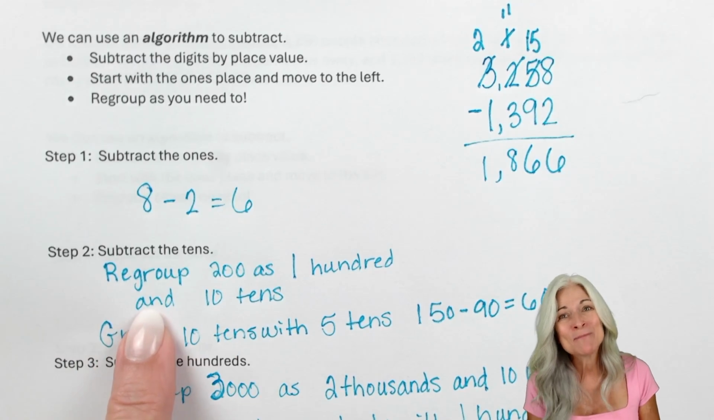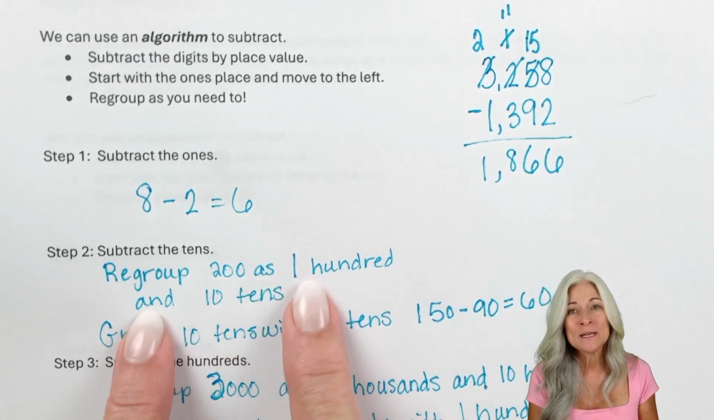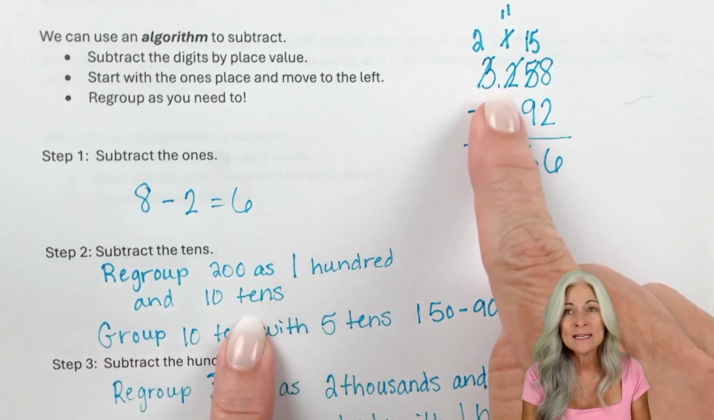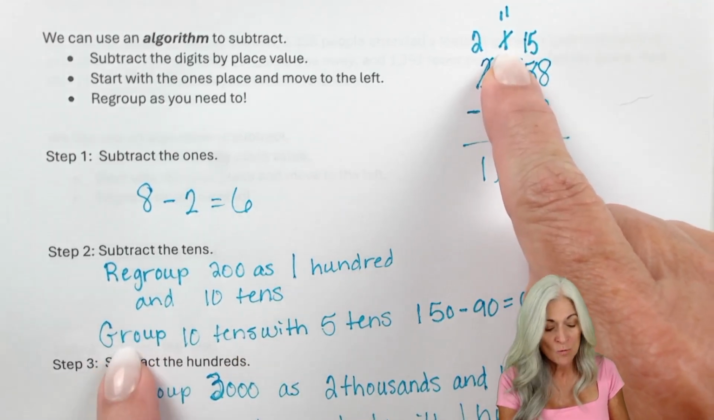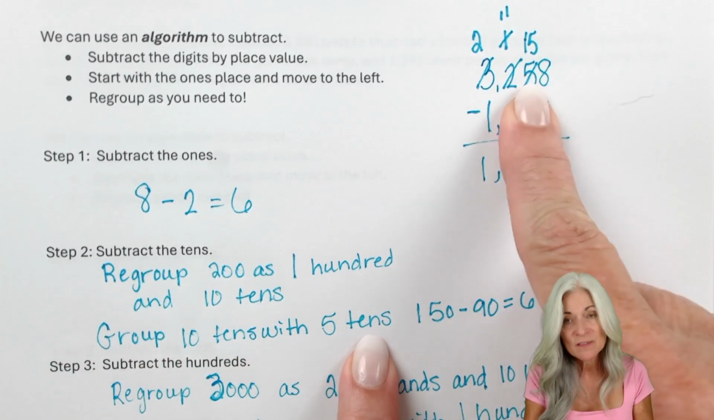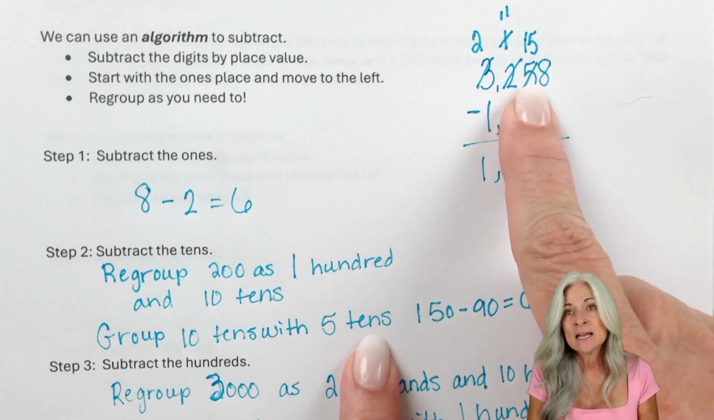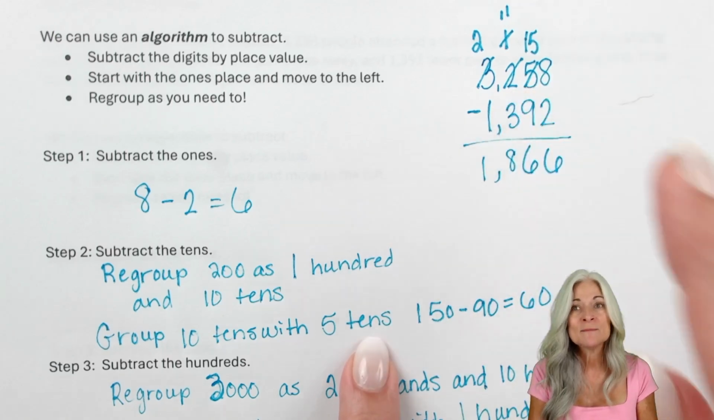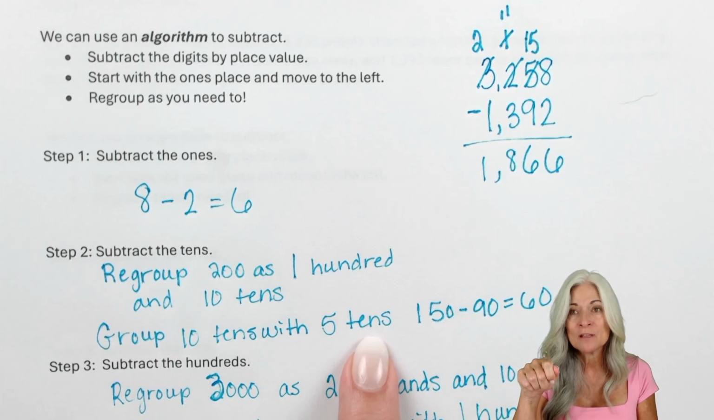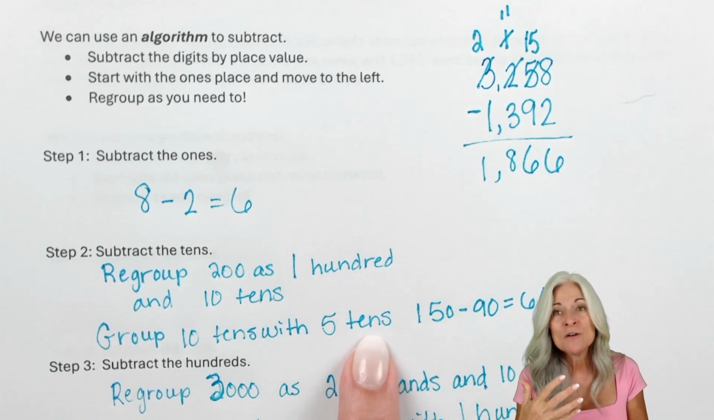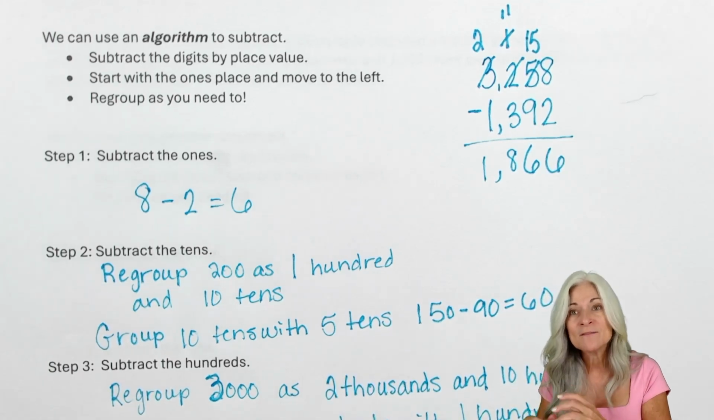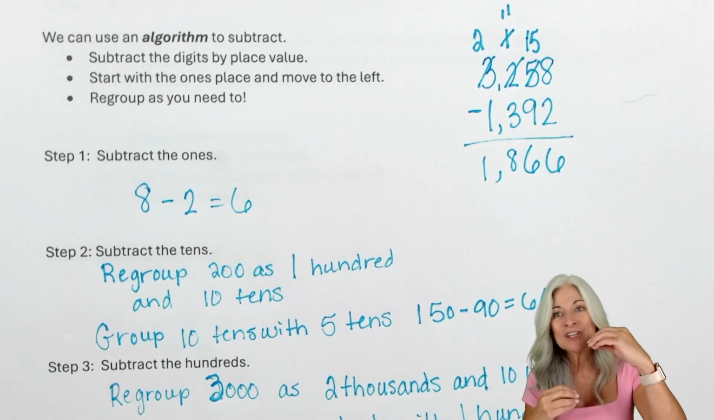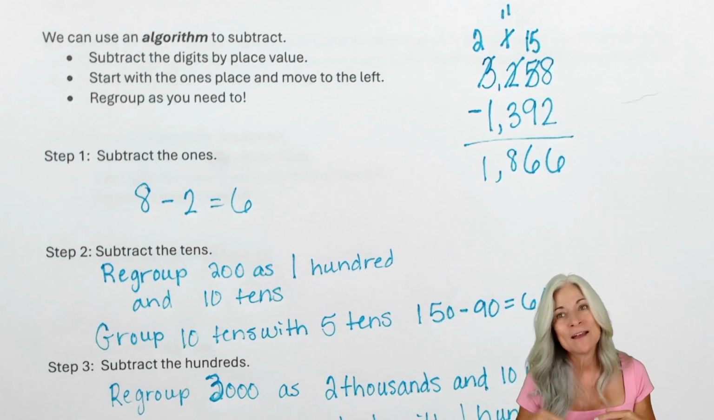Traditionally, we called this borrowing, but we're regrouping 200 as 1 hundred and 10 tens. So there's the 100. We are grouping the 10 tens with the 5 tens. Now, I know a lot of times we'll just mark it out and put the little 1 beside the 5 to show 15, but I like showing that we are grouping the 10 tens with the 5 tens. So we mark it out to show that when we add those together, now we have 15 tens.